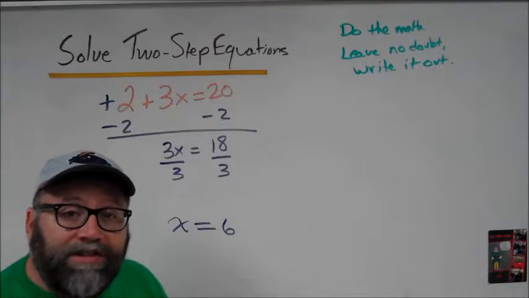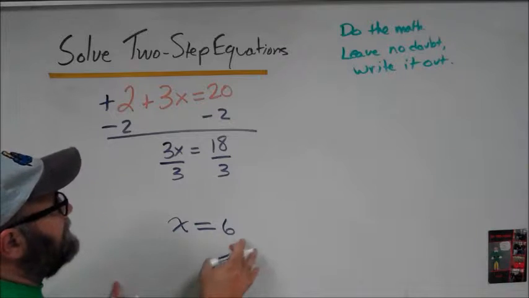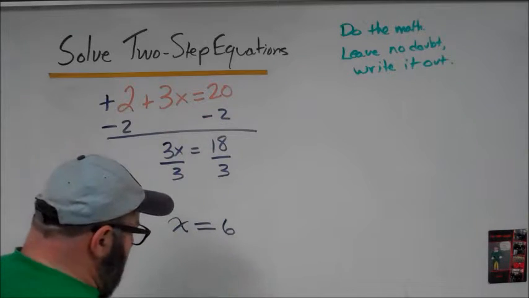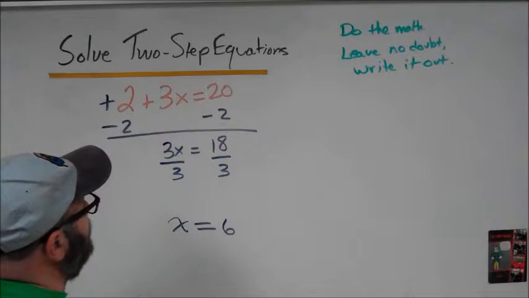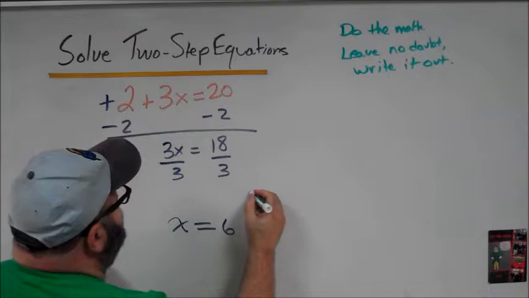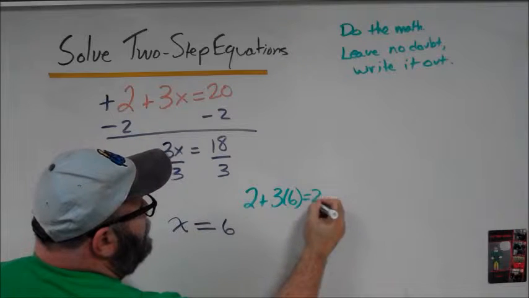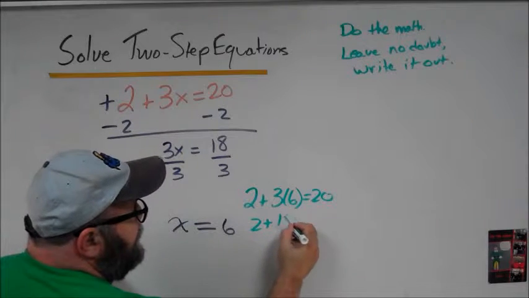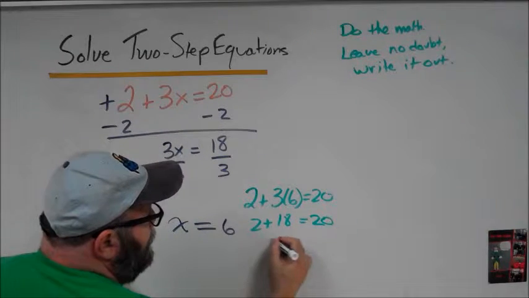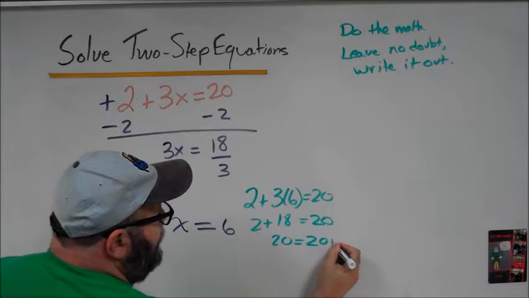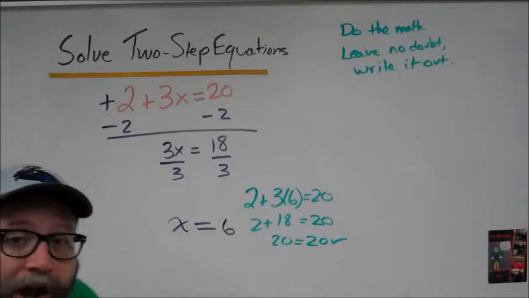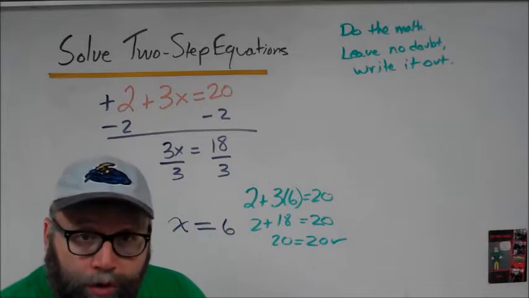Now, of course, we have an answer. Let's check the answer. Take the 6. We're going to put it back in for the x. Let's do the answer in green. That gives me the check in green. That's 2 plus 3 times 6 equals 20. 2 plus 18 equals 20. 20 does equal 20, and that answer checks. That is the right value that makes that equation true.